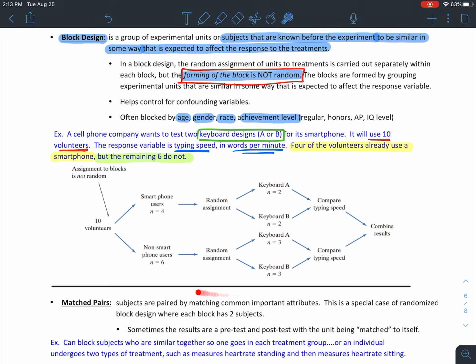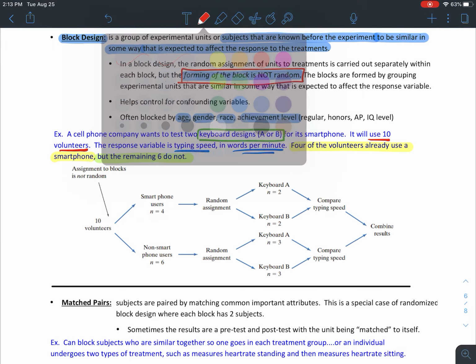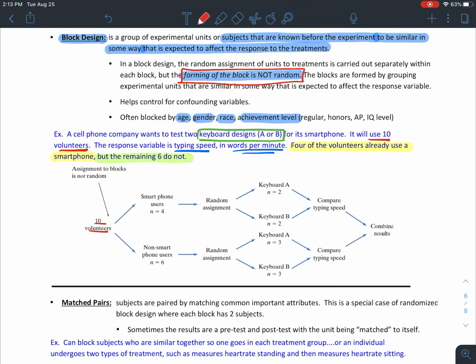Okay, now here is a little experimental design diagram that would show how we could apply a block design. It says we start out here with our 10 volunteers. Now, we certainly could say they're in groups. The groups aren't equal, but they're definitely in 2 distinct groups where this group of 4 has something in common. They all already use a smartphone. This group of 6 has something in common. They don't use one, okay?